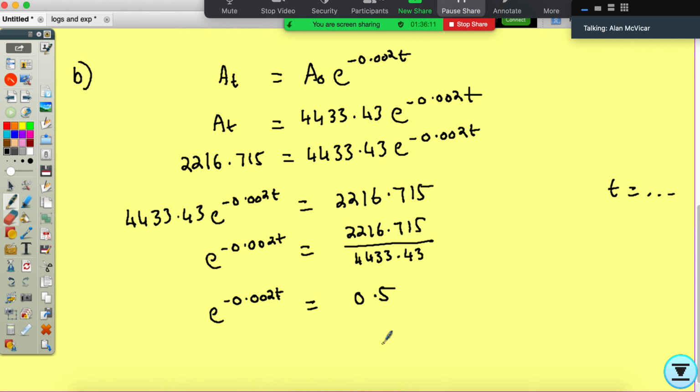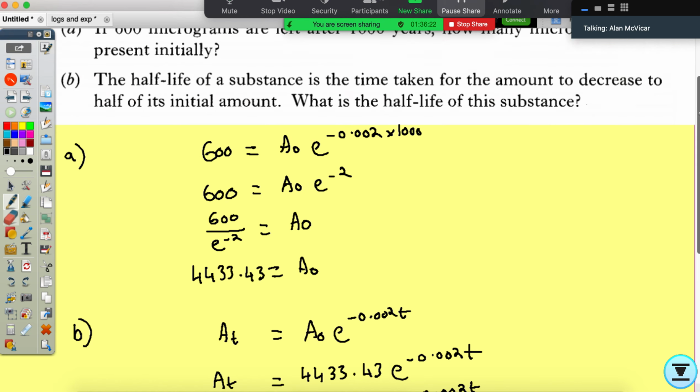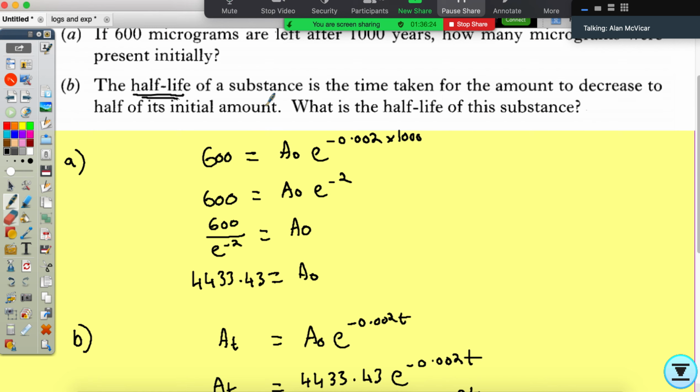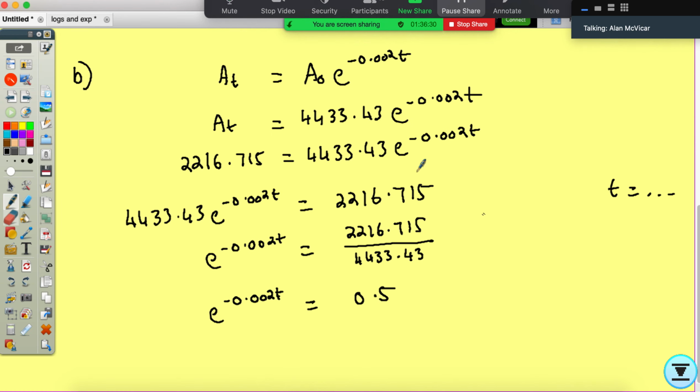Why does it give me 0.5? It's half. Because it's the half-life. Exactly, spot on. Because it was the half-life. That's what I want to work out. Remember, the whole point of this was, what's the half-life of the substance? How long does it take for it to halve? Right? I started with the initial amount, decided to halve it, so I shouldn't have been surprised that when I divided them, I got 0.5.